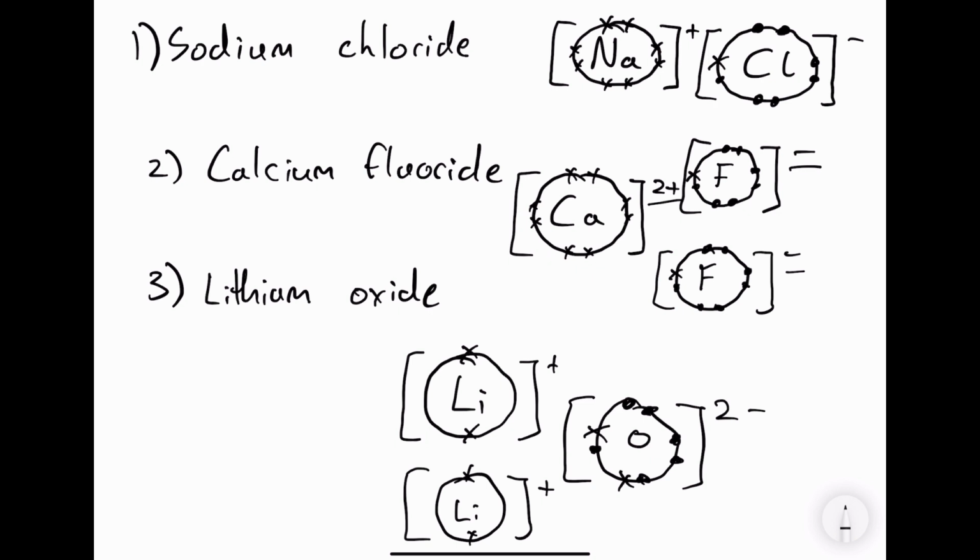Then with the final one, each lithium atom loses its outer shell electron to form 2 lithium ions, each with a positive charge, and oxygen gains 1 electron from each of the 2 lithium atoms, so it gains 2 electrons in total to have a charge of 2 minus.